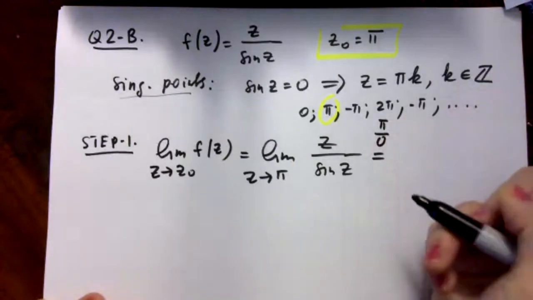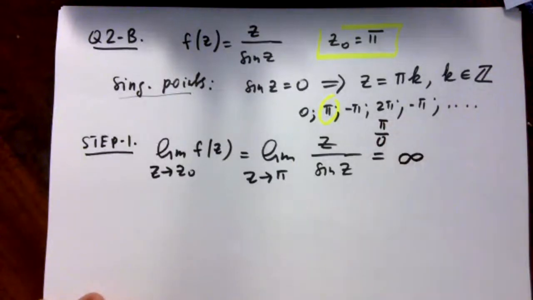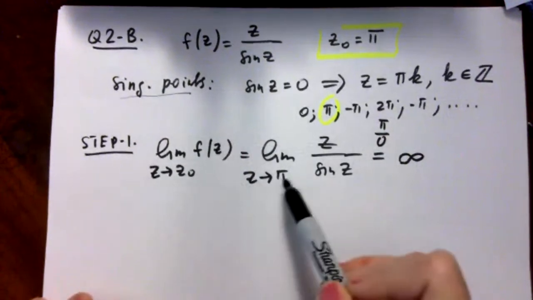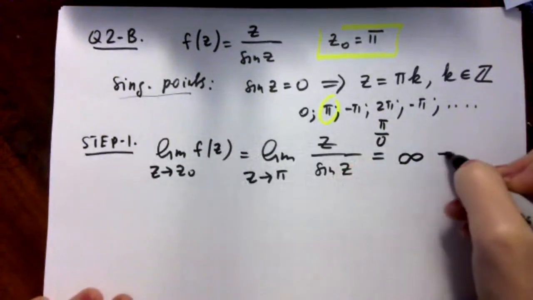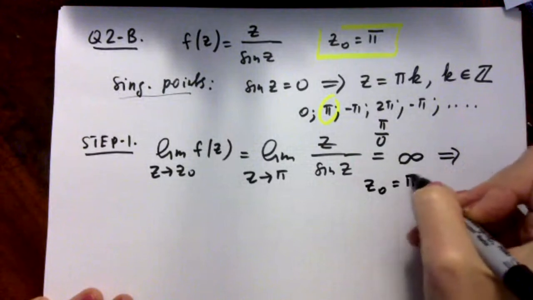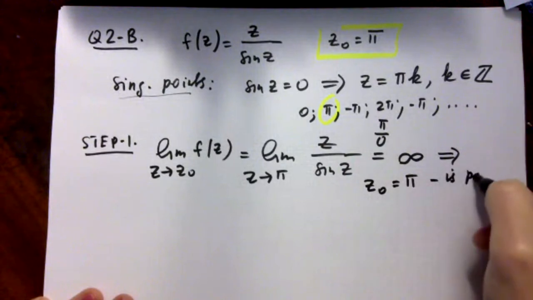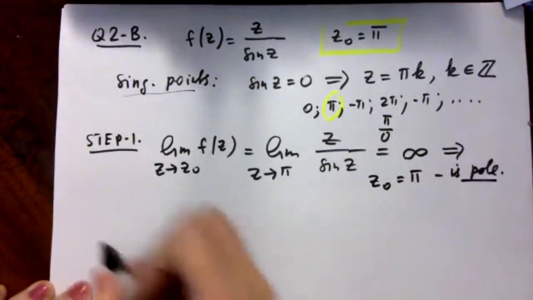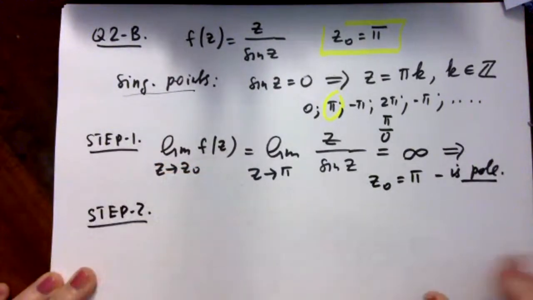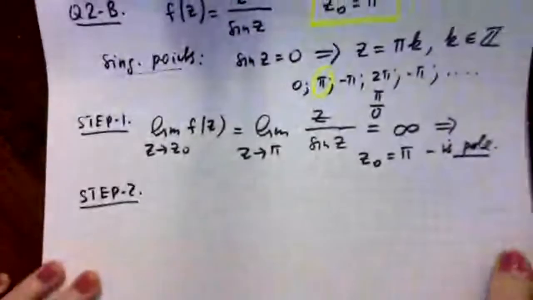And you know what? We are very lucky. This is equal to infinity. So the calculation of the limit looked relatively easy, and our conclusion is immediate. So z equal to pi is a pole. But on the other hand, it means that we need to move to step 2. We need to determine the type, not the type, sorry, but the order of the pole.